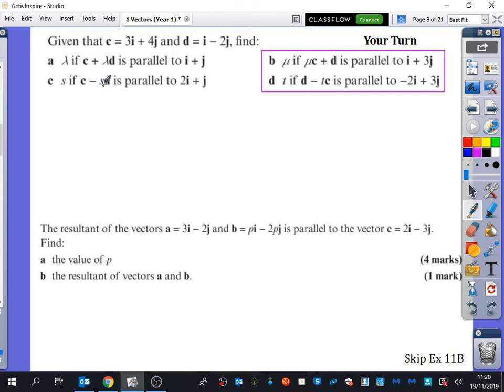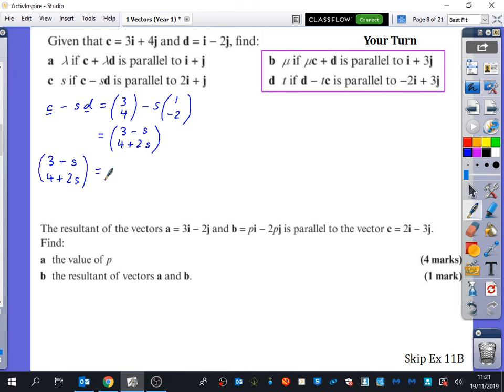So we've now got c minus sd. They're using the variable s. When you use the variable s, careful, it doesn't look like a 5. So we have c minus sd. Well, c is 3, 4, and we're minusing s lots of 1, minus 2. I'm going to go a little bit quicker here. 3 minus s times 1 is just 3 minus s. 4 minus s times minus 2. What do we do with the minus s and the minus 2? Plus 2s. So it's going to become 4 plus 2s. So we want this thing, which is 3 minus s, 4 plus 2s.